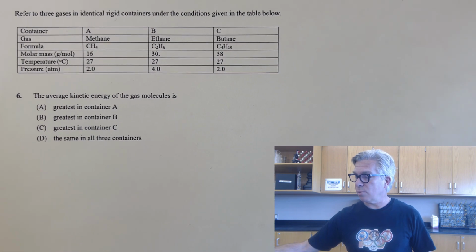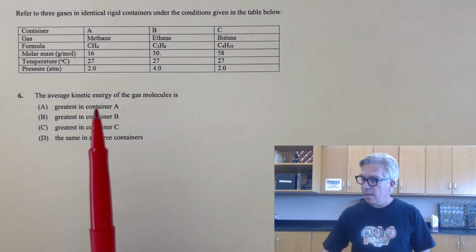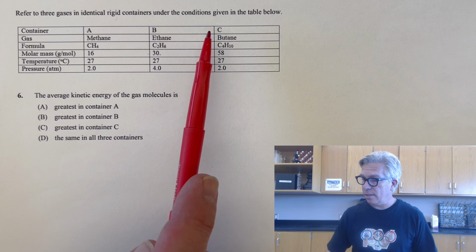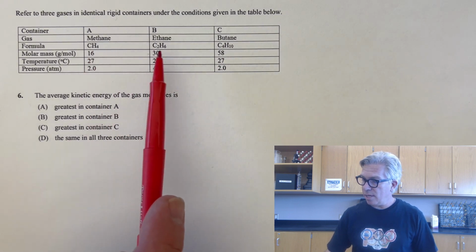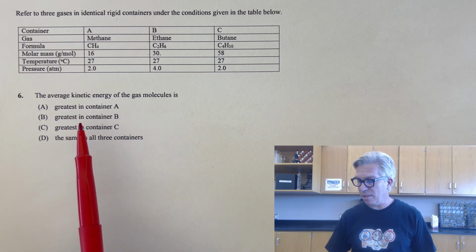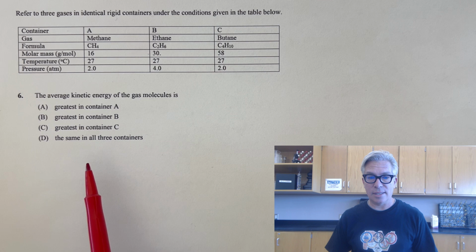Now take a look at this one, an actual old exam question. We have three gases in identical rigid containers under the conditions given in the table below. Methane, ethane, butane. Formulas: molar mass, temperature, pressure. The average kinetic energy of the gas molecules is greatest in A, B, or C, or again, all the same.